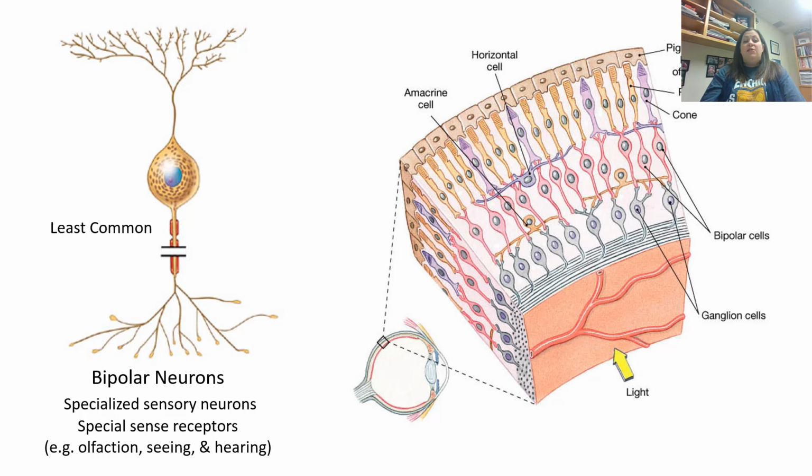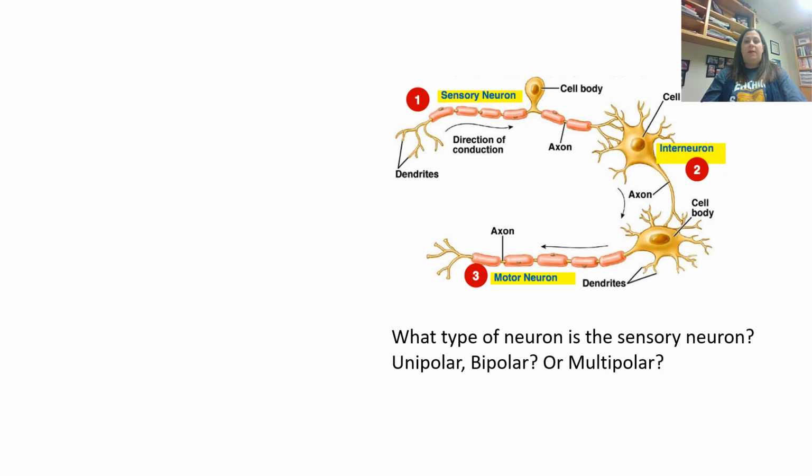Now, bipolar neurons are actually the least common neuron in our body, and these are going to be associated with your special sensory neurons, especially for smell, like for olfaction. For seeing, which you can see here in this picture, it's showing you a little close-up of the retina of the eye, and you can see the bipolar cells that are present there, and also in your ears for hearing. So these are going to be located in your special sense organs.